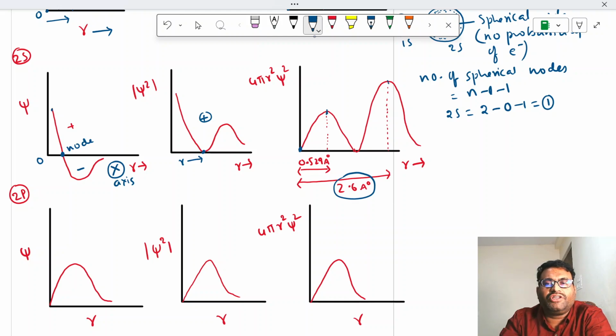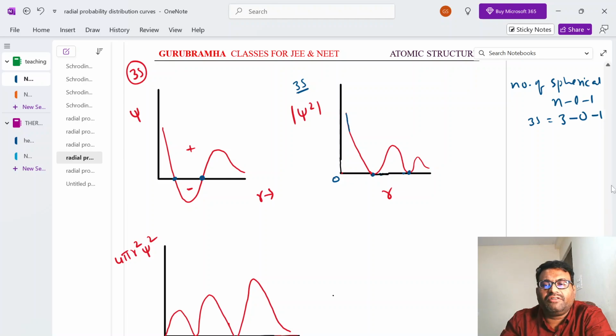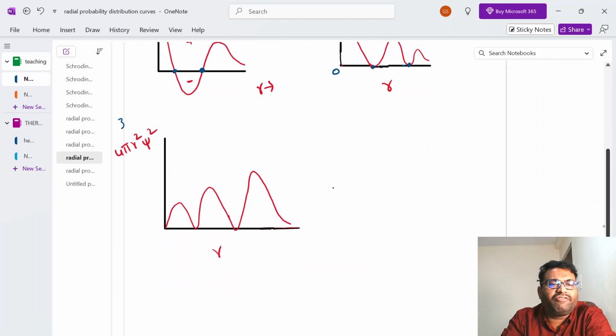In the same way, if you see the 3s orbital, 4 pi r square, this is for the 3s orbital. When you are drawing the graph between radial probability and r, how many peaks did we get? 3 peaks. And these 3 peaks are in ascending or descending order? They are in ascending order. That you need to remember. So 1s, 2s and 3s, in this way.